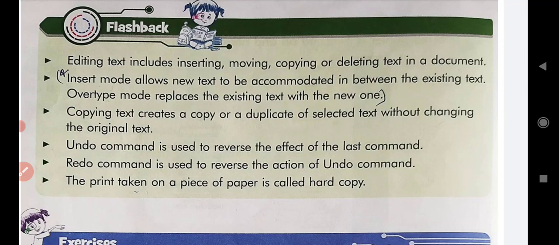Last is the print. The print taken on a piece of paper is called a hard copy. Whatever document or text we make on a computer is a soft copy, and when we take the printout on a sheet of paper, it is known as a hard copy. This is the summary of the chapter. Now let's start the exercise.